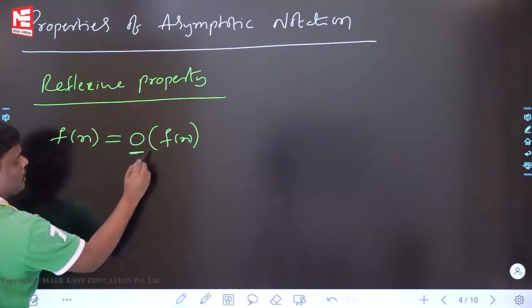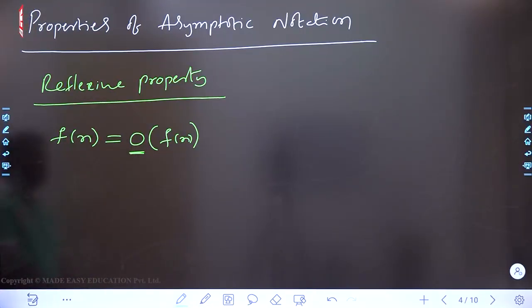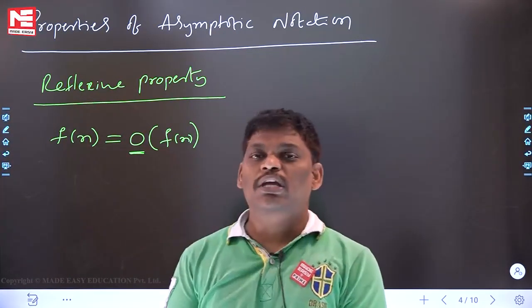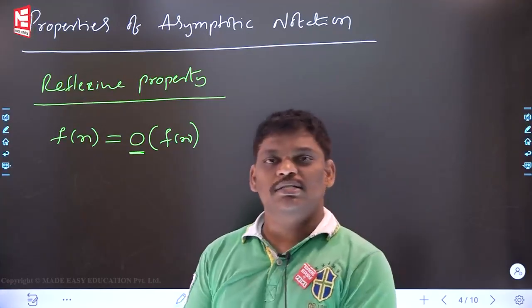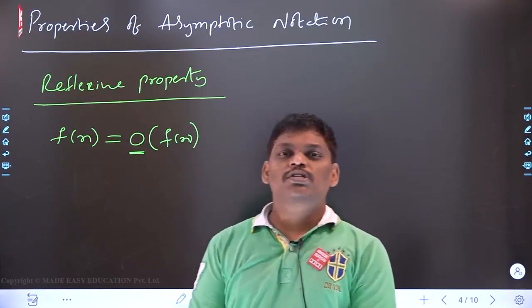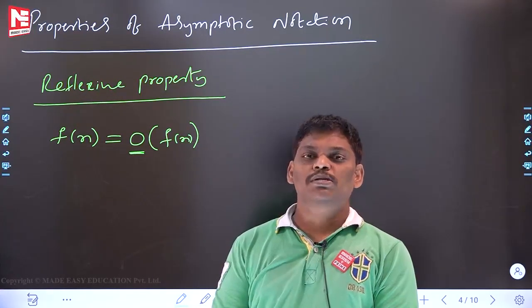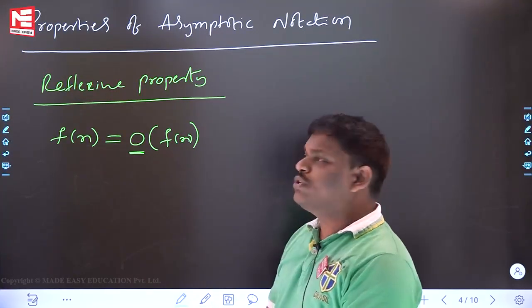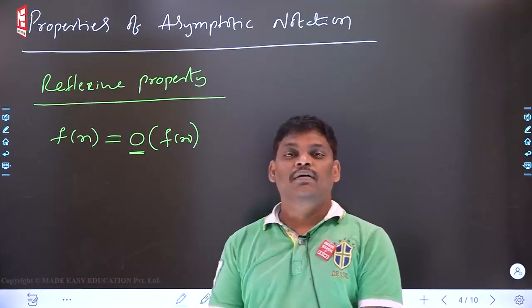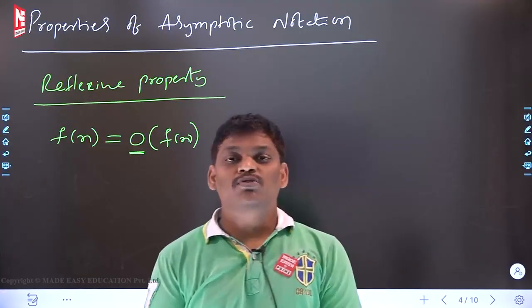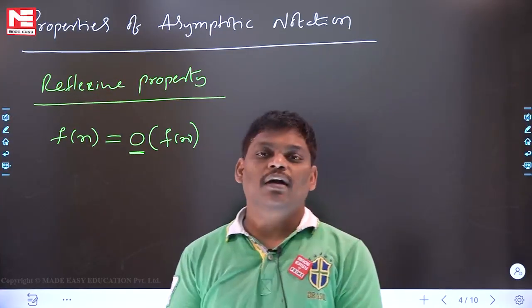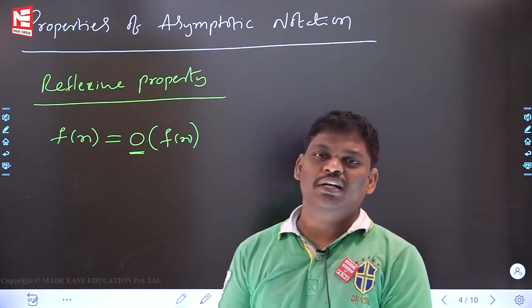Is big O satisfied or not? Please check. f of n is big O of f of n. Is it satisfied or not? Of course. n square is big O of n square because less than or equal to, equal is there. n cube is big O of n cube. You know very well. So I think the reflexive property is satisfied for big O. What about omega? f of n is omega of f of n. Is it satisfied or not? Of course, greater than or equal to. Theta means equal. Yes, definitely satisfied.